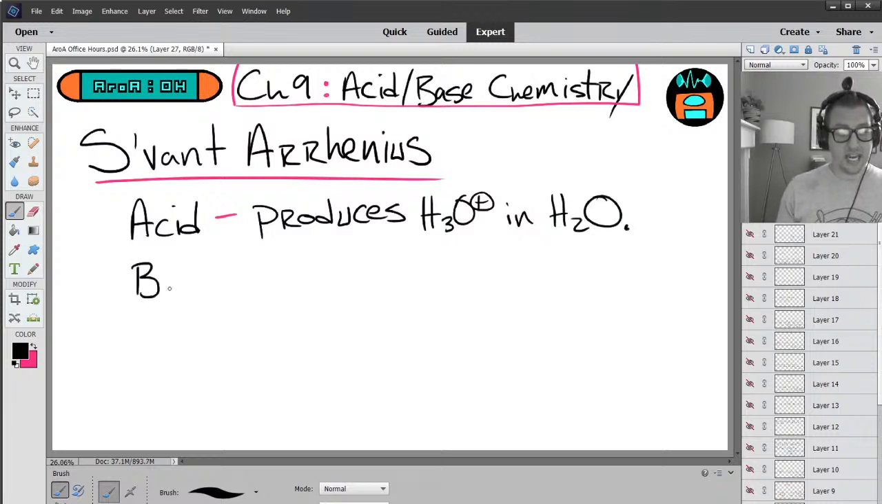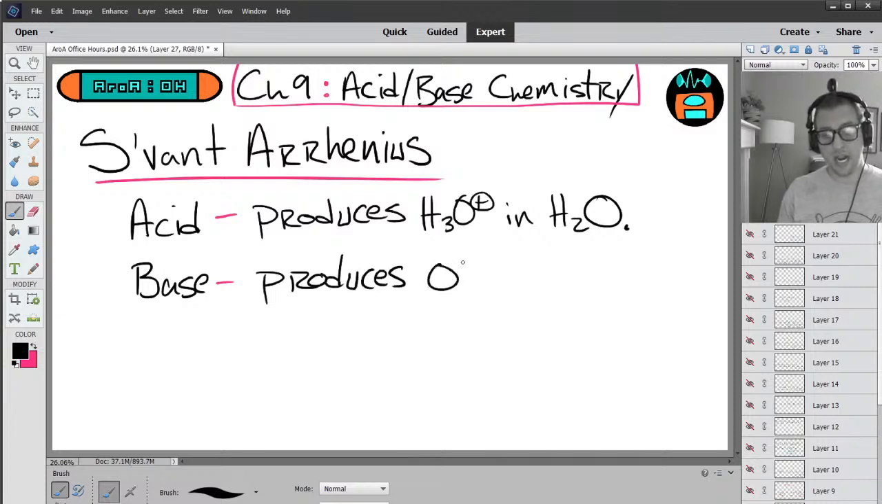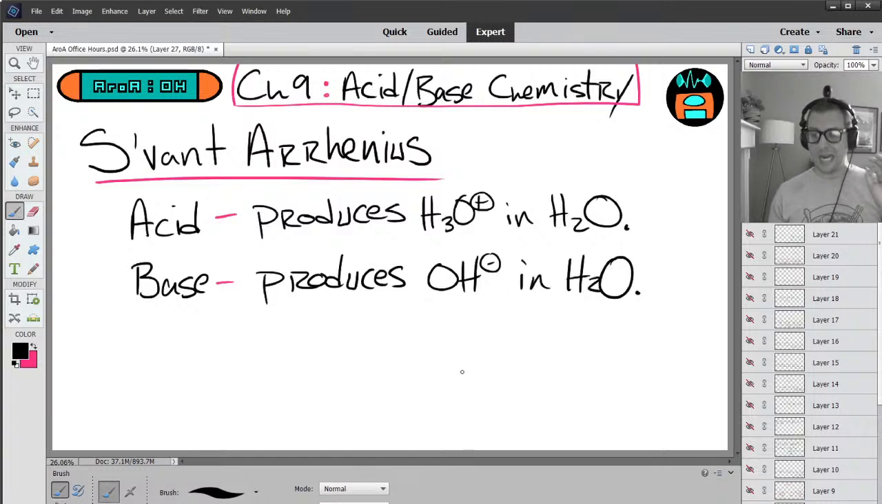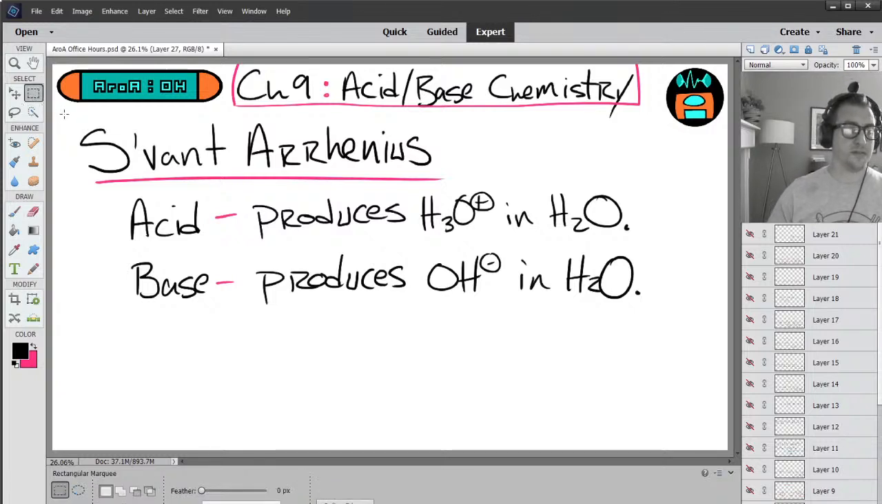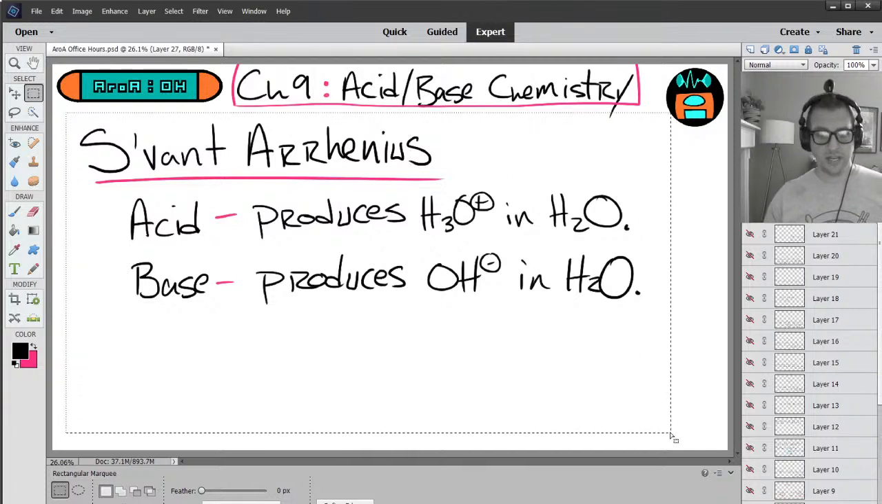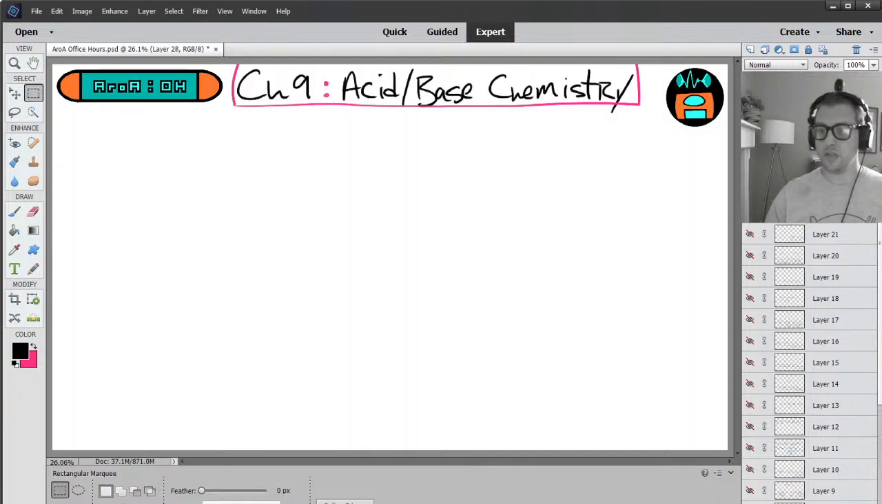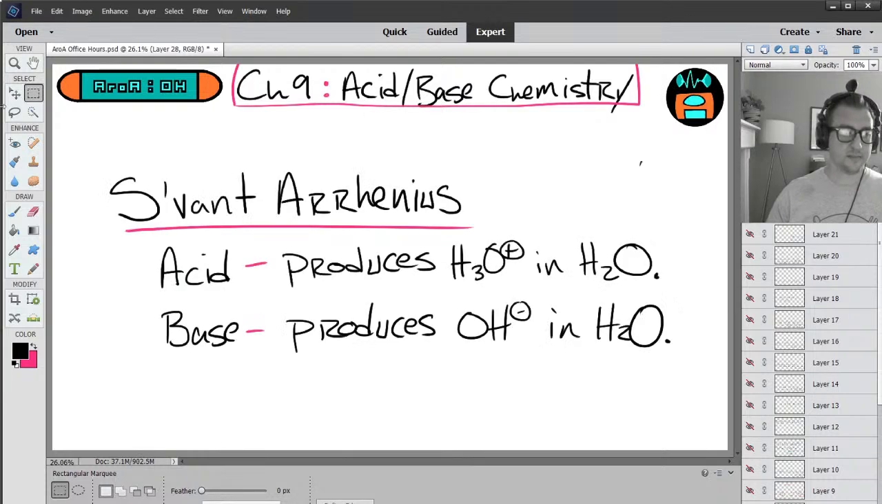And he said that a base produces the polyatomic ion hydroxide when dissolved in water. All right, so an acid produces hydronium when dissolved in water. A base produces hydroxide when dissolved in water, according to the definition given to us by Arrhenius.